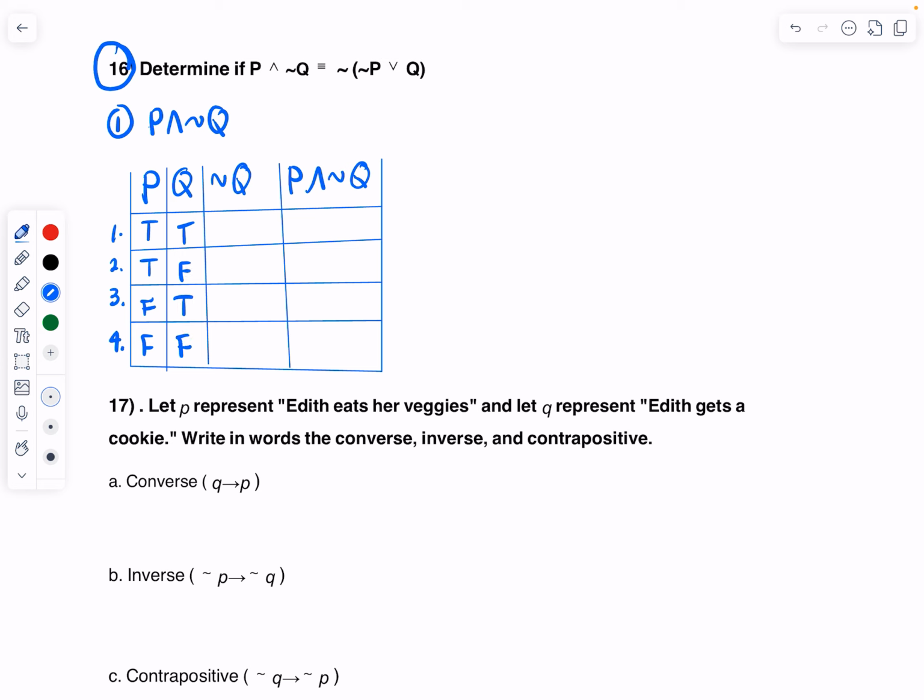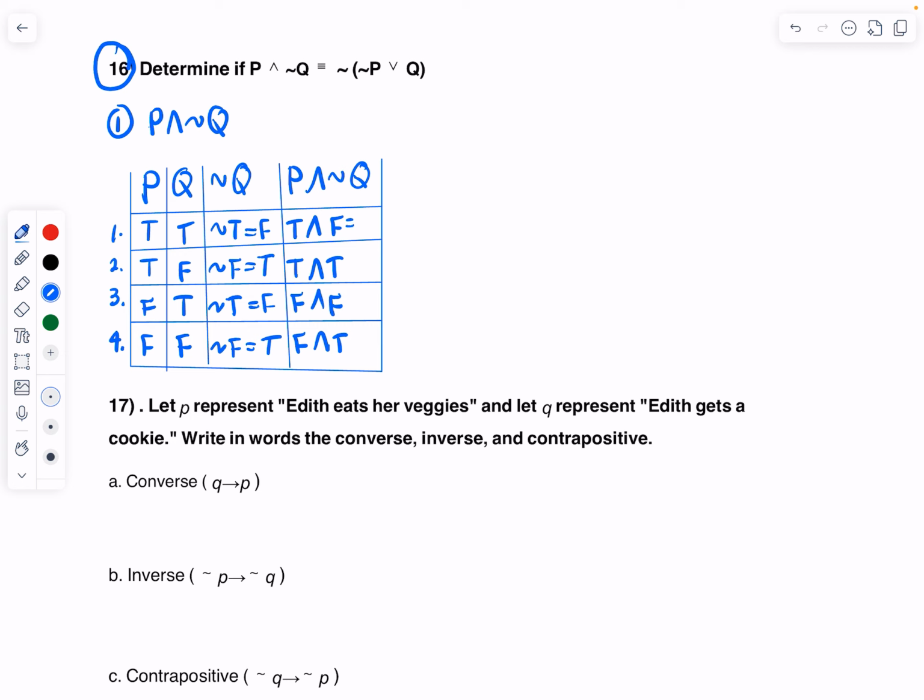Negation Q. So I'm going to negate the Q column. Negation of true is false. Negation of false is true. Negation of true is false. And negation of false is true. Now I'm going to put P, which was true, true, false, false. I'm going to write that down. I'm going to put the and symbol there. And I'm going to do negation Q, which was false, true, false, true.